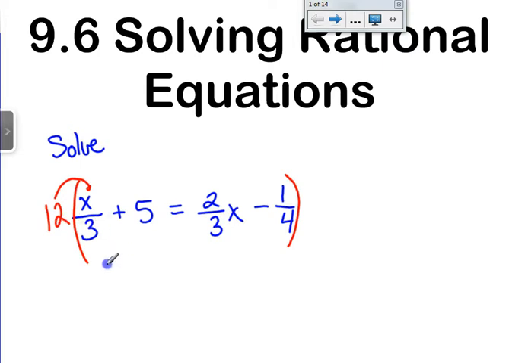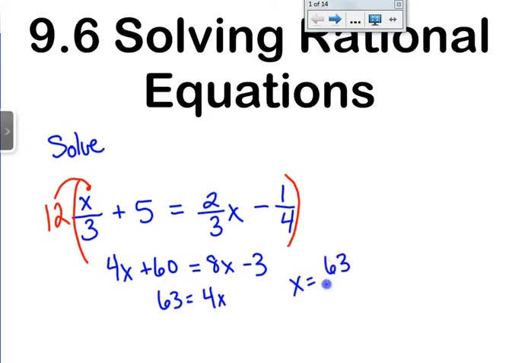So 12 times x over 3 gave us a 4x. 12 times 5 gave us a plus 60. 12 times 2/3 gave us an 8x. And 12 times negative 1/4 gave us a minus 3. Now we could solve this very quickly if we just go ahead and subtract the 4x over here and add the 3 over here. So 63 equals 4x. And x came out to a gross answer, but easy work, 63/4.